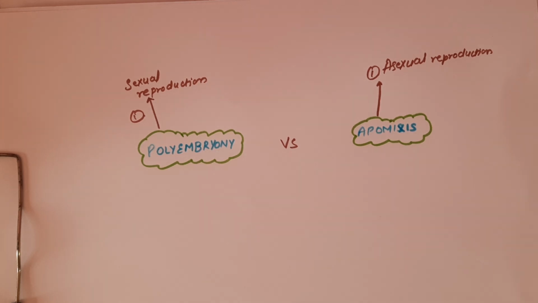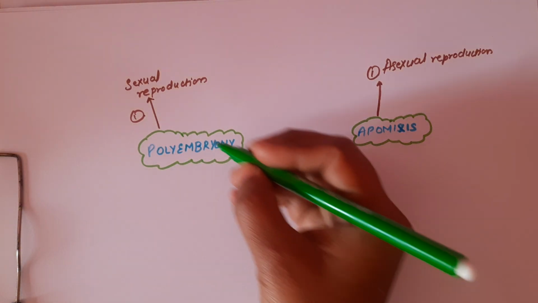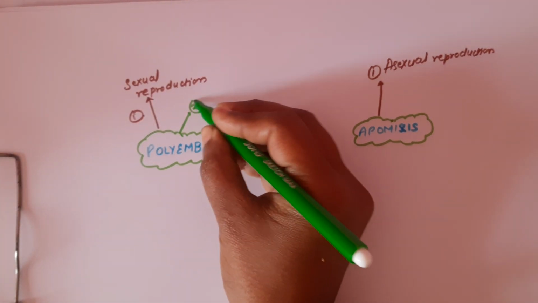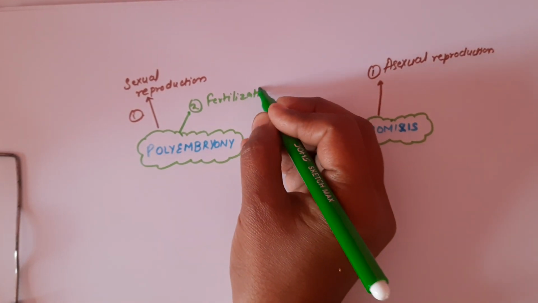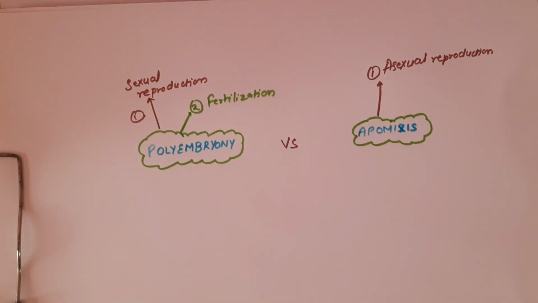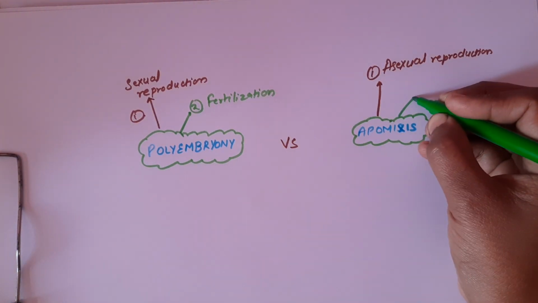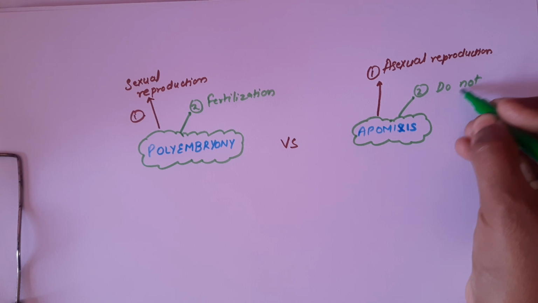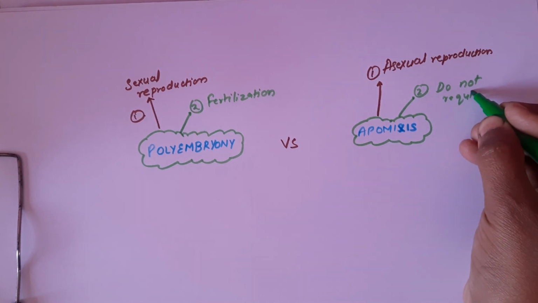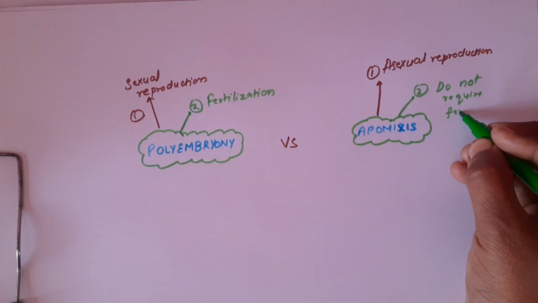So the next difference is about fertilization. Fertilization is required for the polyembryony process, whereas apomixis does not require fertilization.